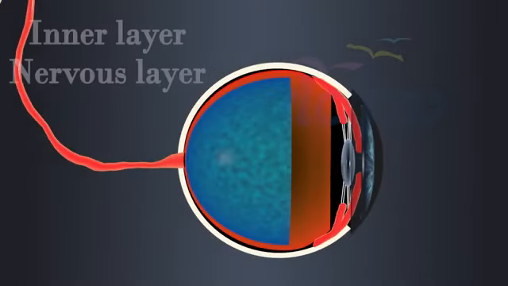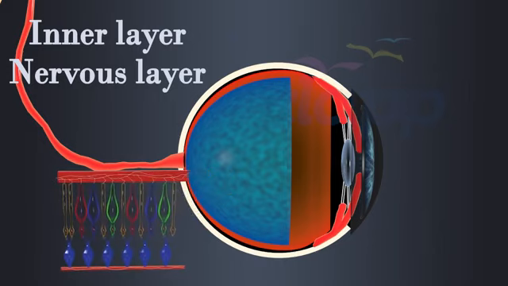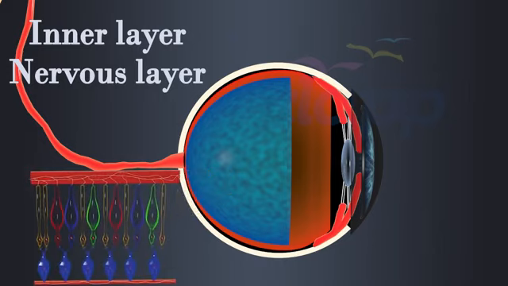Inner layer or nervous layer. The retina constitutes the innermost layer and it is made up of nervous tissues. At the back of the eye, we have the retina, a thin layer of tissue containing millions of specialized cells called photoreceptors. These photoreceptors, known as rods and cones, convert light into electrical signals that our brain can interpret.